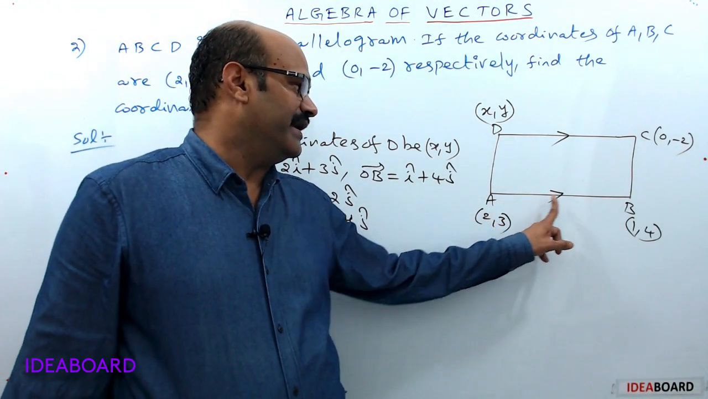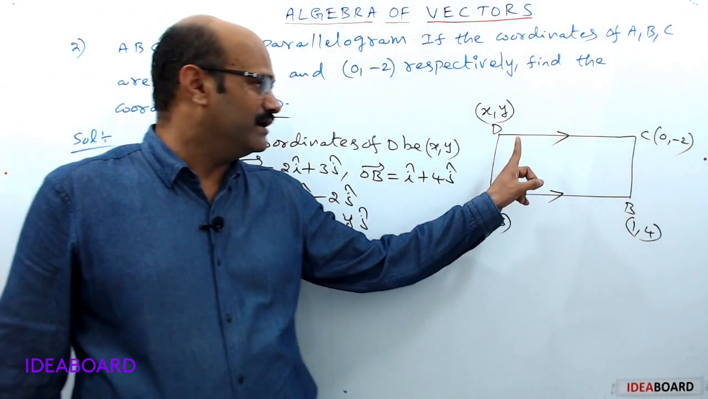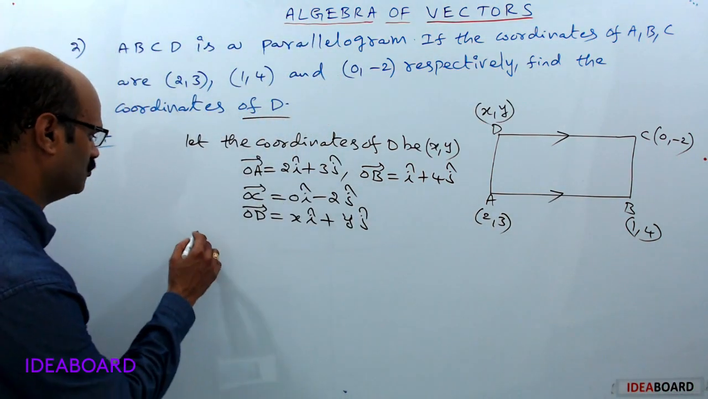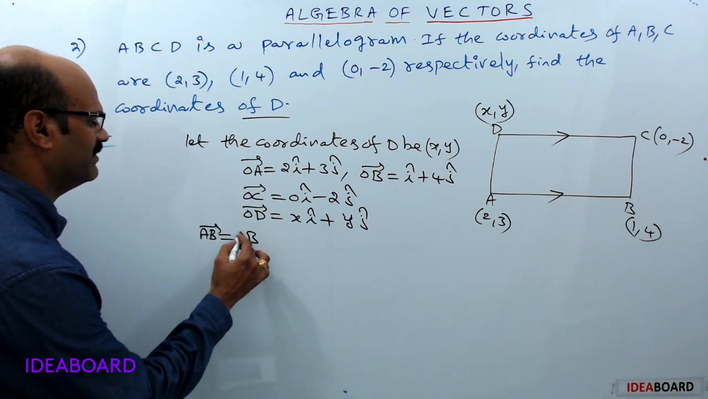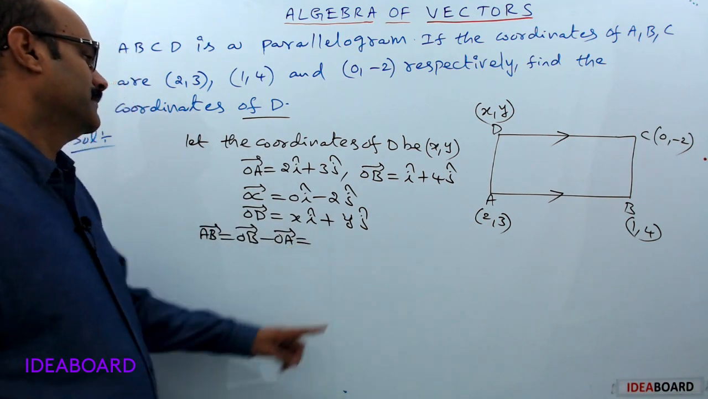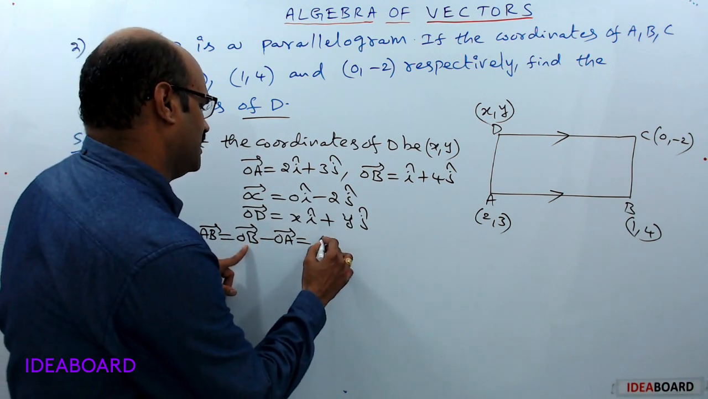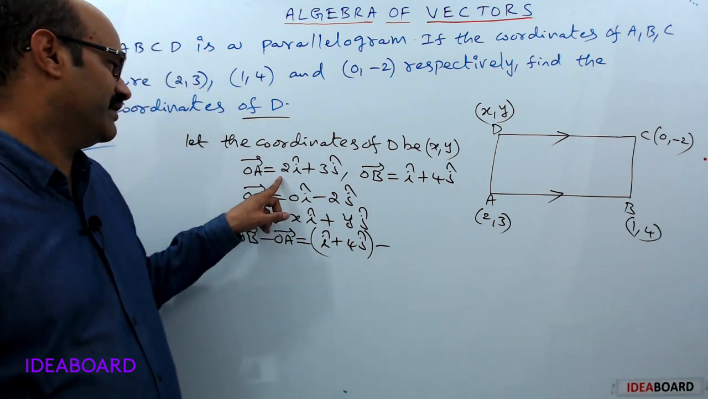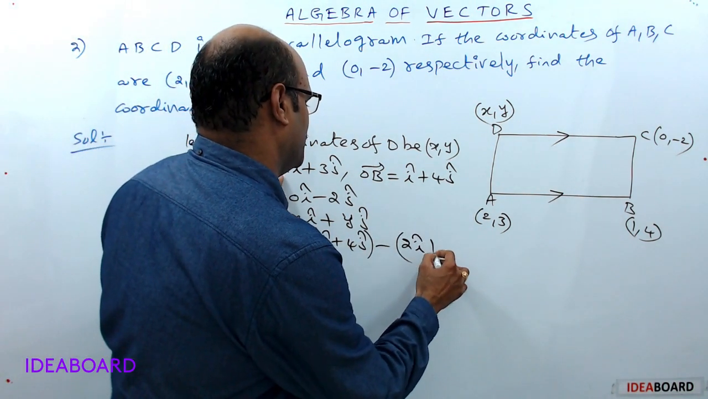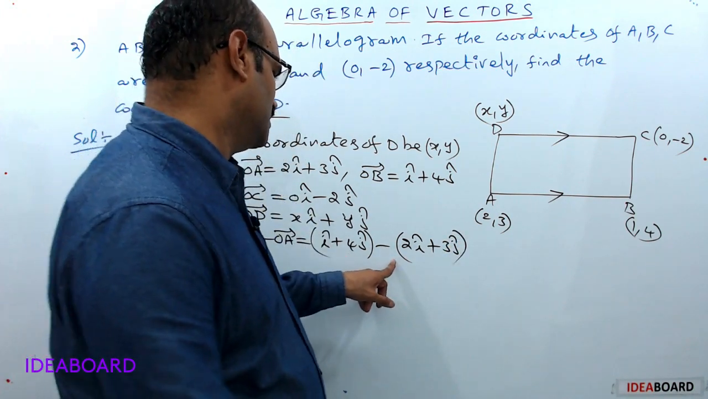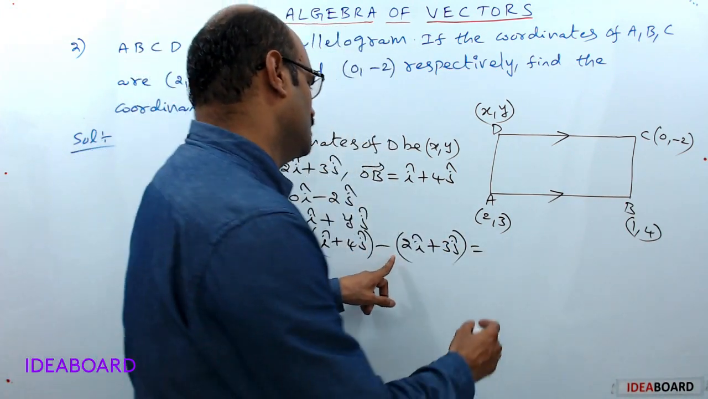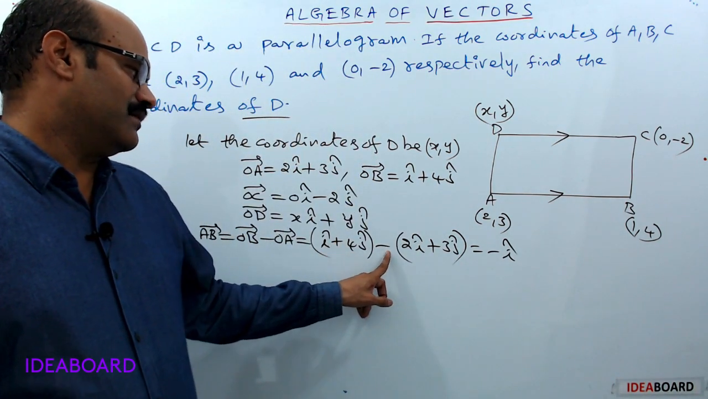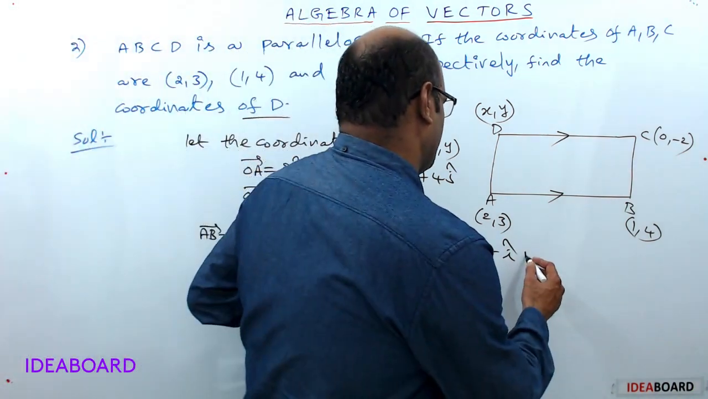Now find AB vector, also find DC vector. Equate these two. So here AB vector equal to OB vector minus OA vector. OB vector equal to i cap plus 4 into j cap minus OA vector equal to 2i cap plus 3j cap, equal to i cap minus 2i cap equal to minus i cap, 4j cap minus 3j cap equal to plus j cap.